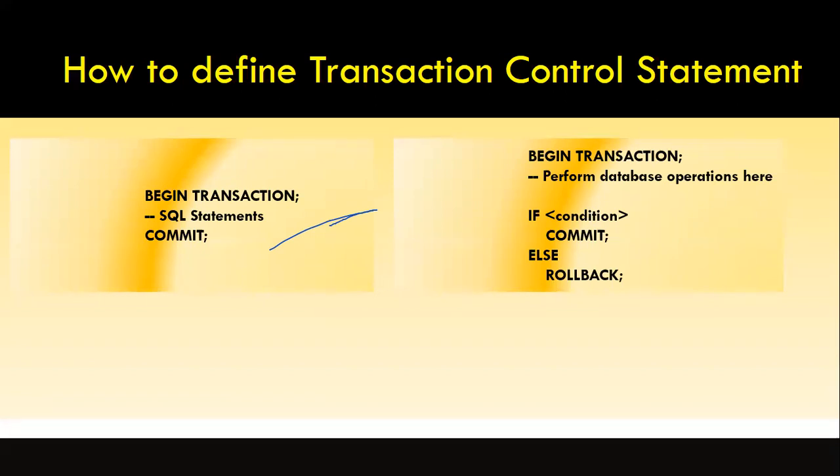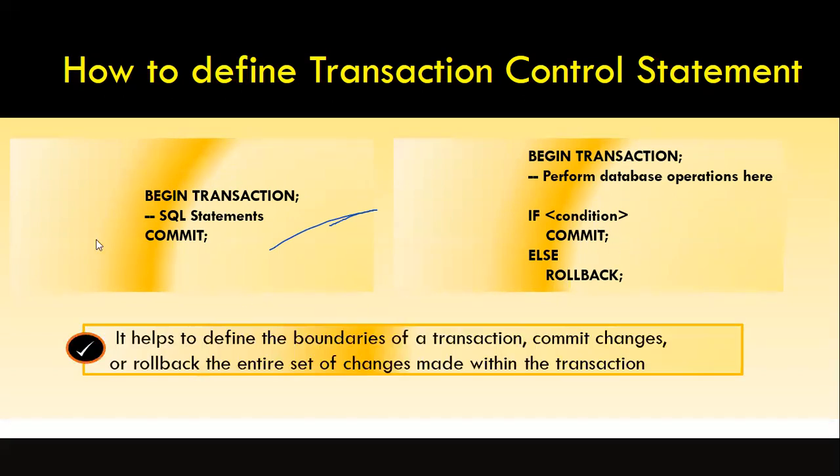It's something like Control Z. In Notepad, when you type something and delete something, if you want to get back the previous state, you use Control Z, right? Something like that is the rollback. Commit is to store it permanently. Once you issue the commit, the data will get inserted permanently into the table.